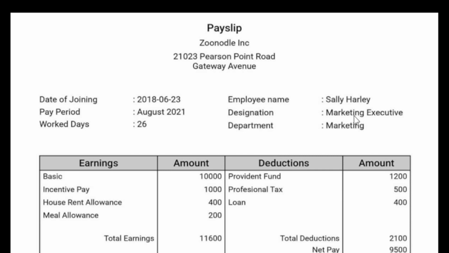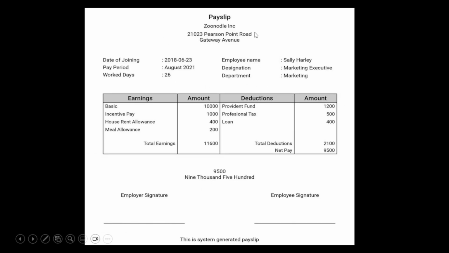She is a marketing executive. So they might ask you, what is her job title? What department does she work in? And there they tell us that she's worked for 26 days. A lot of info just off the back, right at the top of our payslip. And here at the bottom, you'll see they give us a figure of 9,500 Rand. So that's what she ends up getting. Now, let's see how we actually got there.